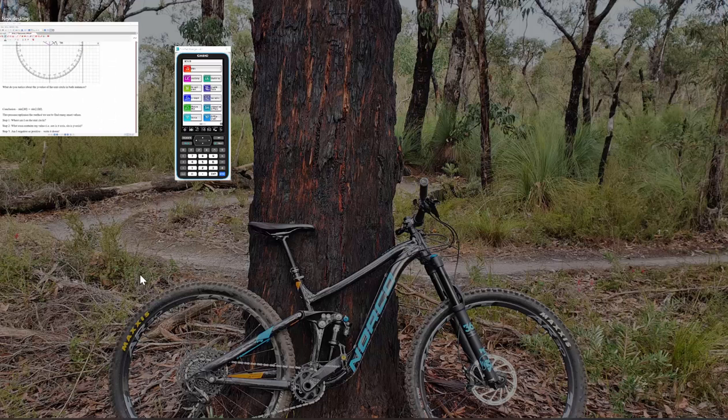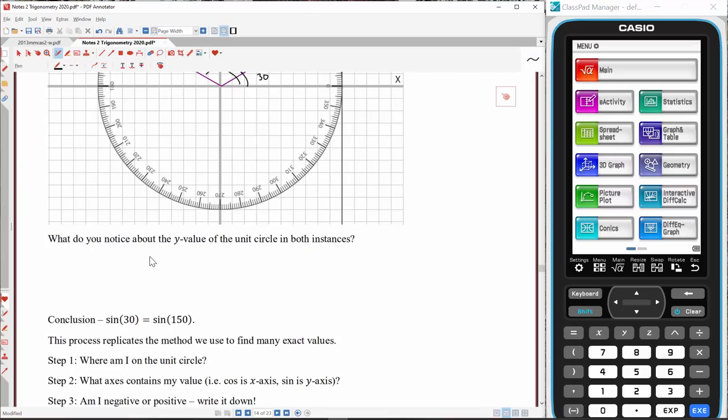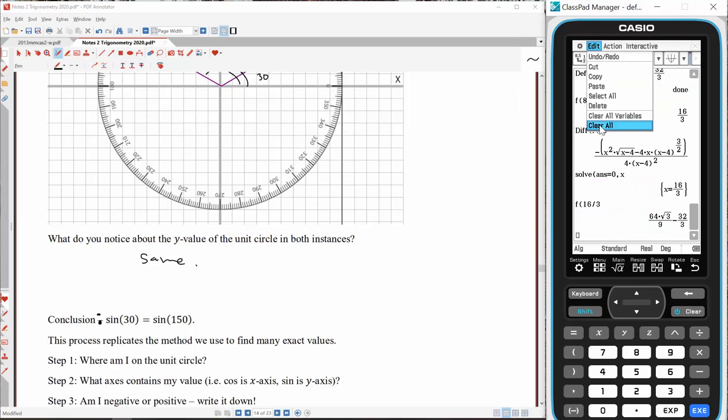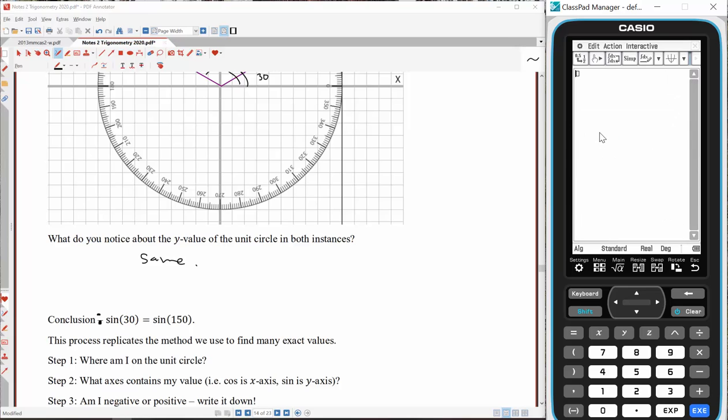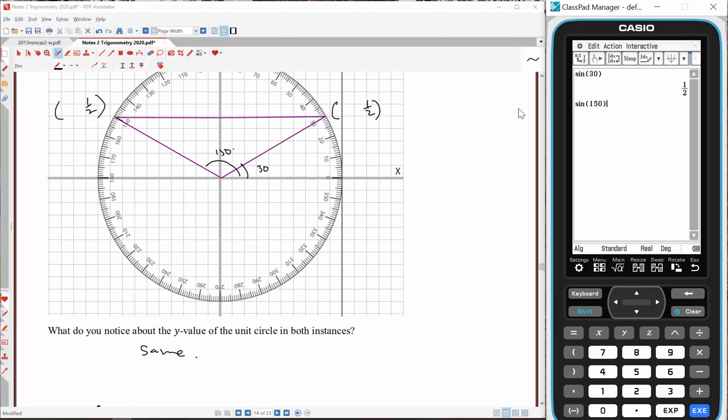So it is the same. So our conclusion, the sine of 30 is exactly the same as the sine of 150. All right, let's just try that very quickly on the calculator to confirm that. So the sine of 30 is a half, and the sine of 150 should be a half. The y value here should be exactly the same, and it certainly is.